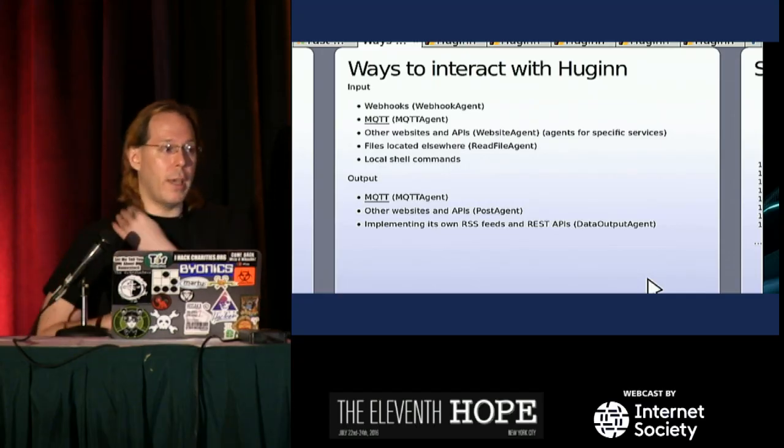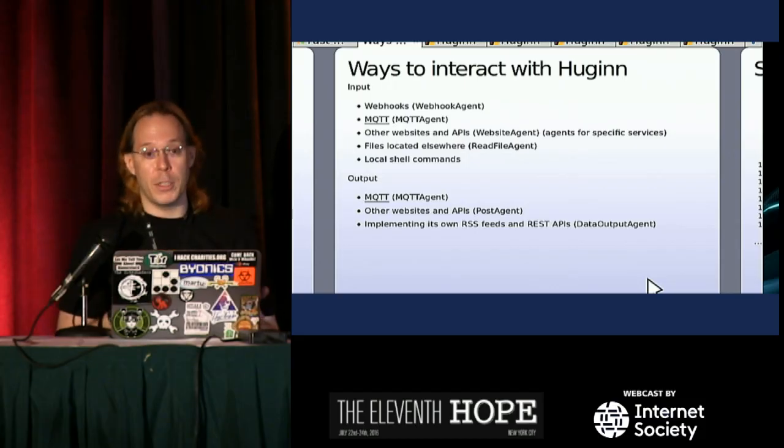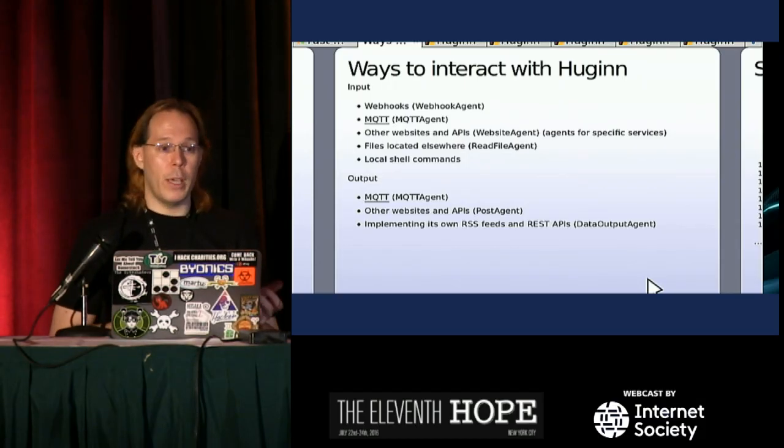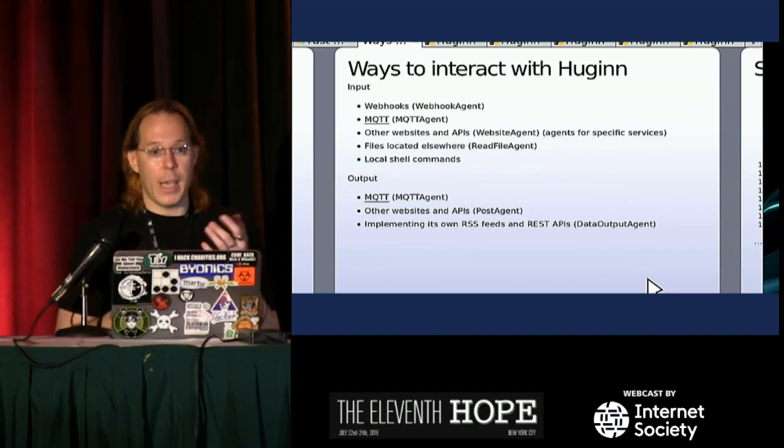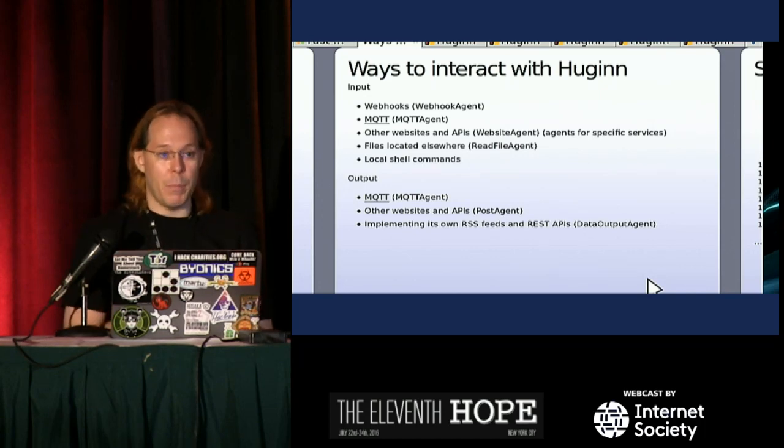And there is also an agent which is disabled by default, which lets you run shell commands local to the box Huginn is running on. So it will spawn a shell, it'll run a script or a command or something, capture standard out and standard error, package those as an event, and put them into the internal event queue.